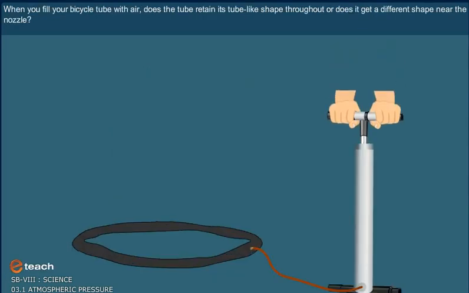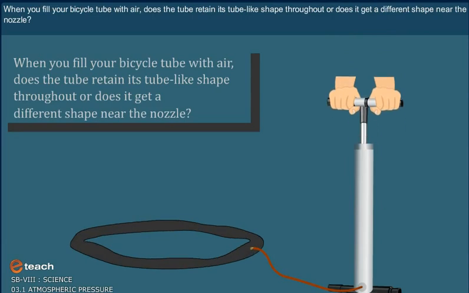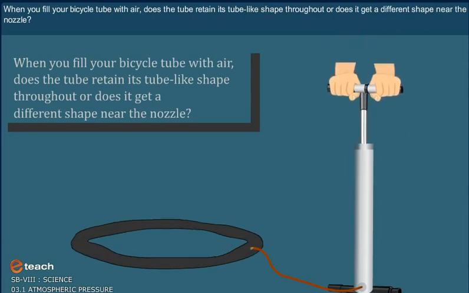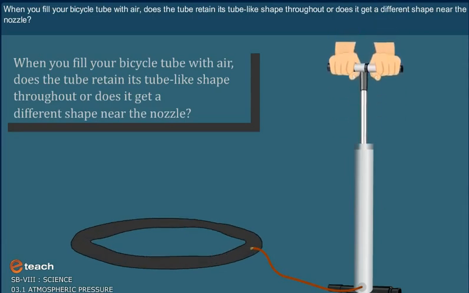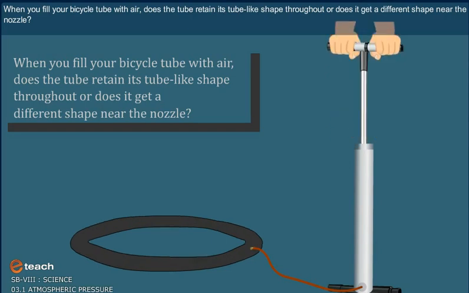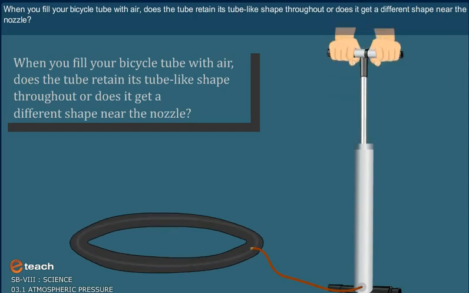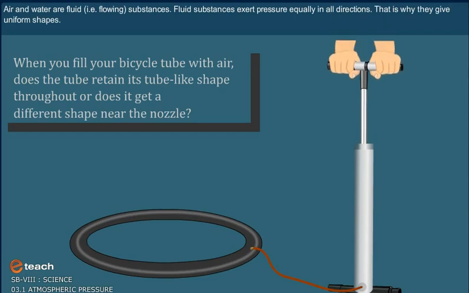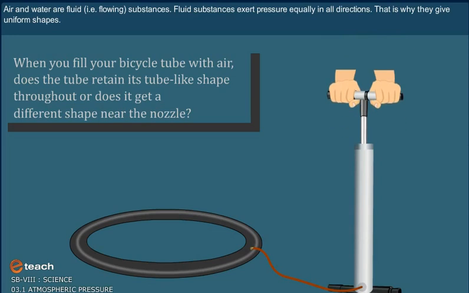When you fill your bicycle tube with air, does the tube retain its tube-like shape throughout, or does it get a different shape near the nozzle? Air and water are fluid, that is, flowing substances. Fluid substances exert pressure equally in all directions. That is why they give uniform shapes.